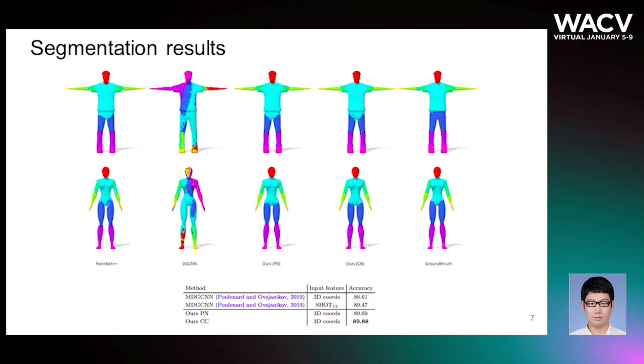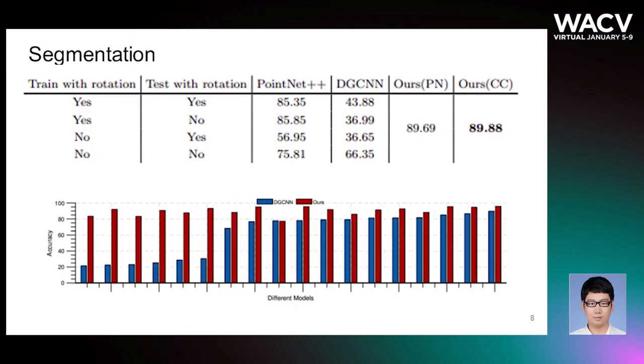Here is a result on the human body segmentation dataset. We compare with some state-of-the-art 3D neural networks such as DGCNN, MDGCNN, and PointNet++, and our accuracy outperforms the other methods. Also, because our network is rotation invariant, our result is not affected by whether rotation-based data augmentation is used during training or test.